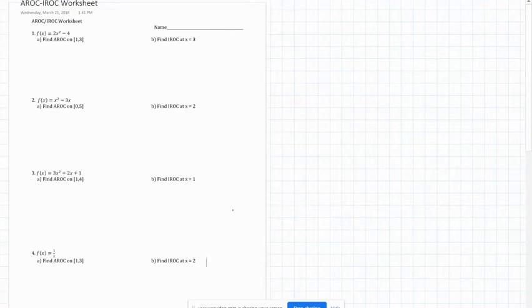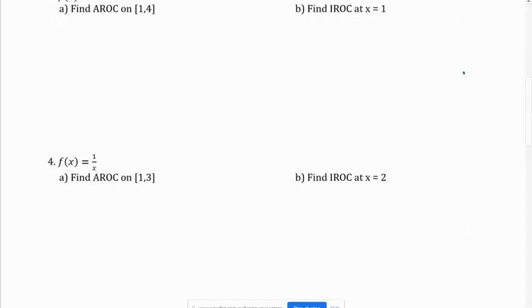In this video, I'll show how to do a few of the problems from the average rate of change, instantaneous rate of change worksheet. So problem number 4, part B. Several people had questions on that one. And so to find the instantaneous rate of change, we need to do the limit as h approaches 0 of f of 2 plus h minus f of 2 divided by h.